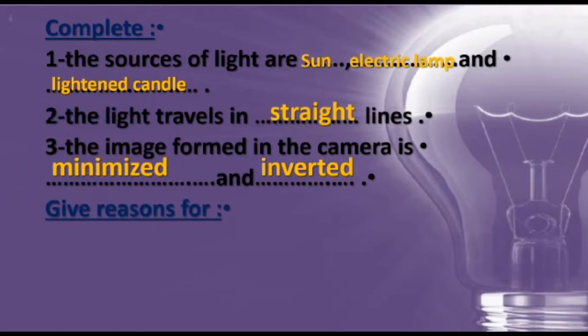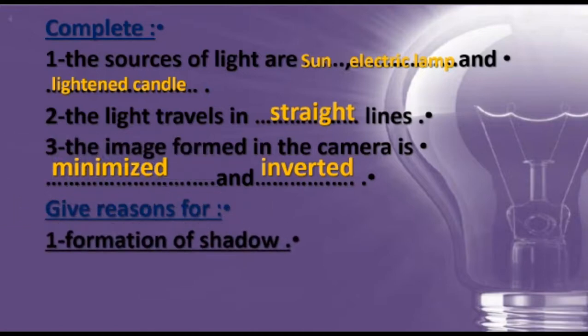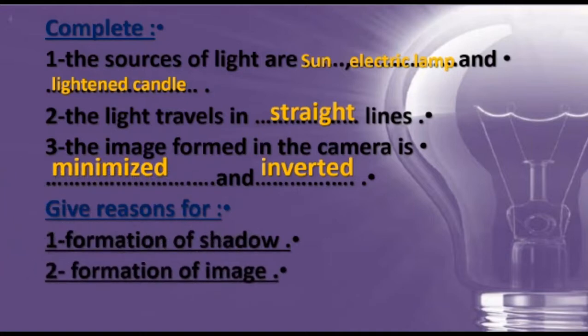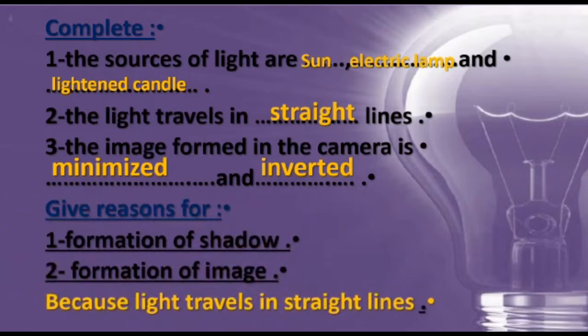Question 2. Give reasons for formation of shadow or formation of image. These two questions have the same answer, which is because light travels in straight lines.